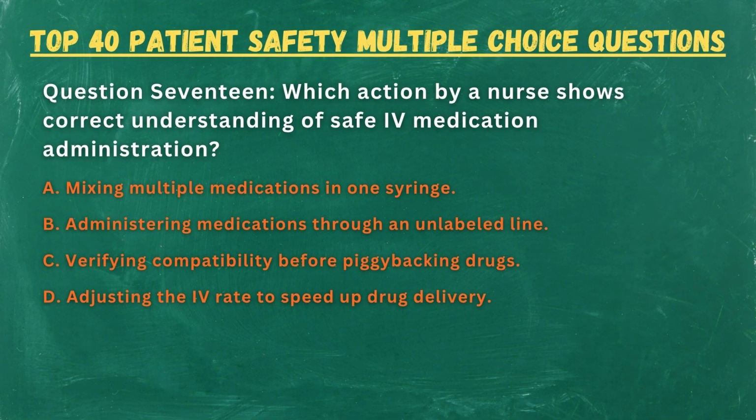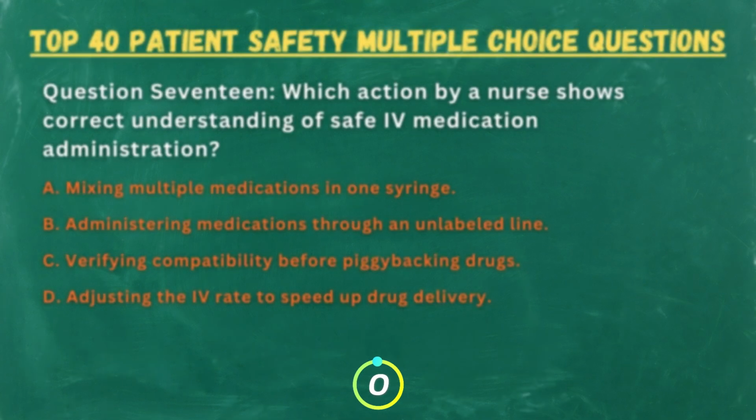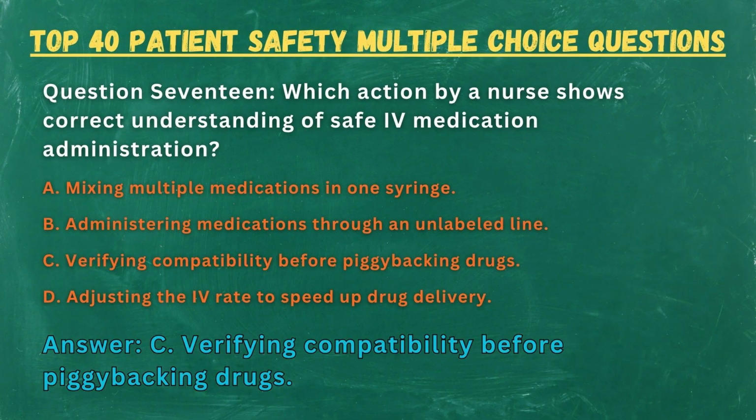Question 17. Which action by a nurse shows correct understanding of safe medication administration? A. Mixing multiple medications in one syringe. B. Administering medications through an unlabeled line. C. Verifying compatibility before piggybacking drugs. D. Adjusting the IV rate to speed up drug delivery. Answer: C. Verifying compatibility before piggybacking drugs.